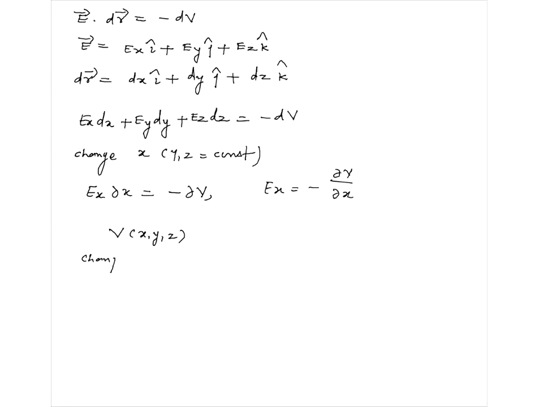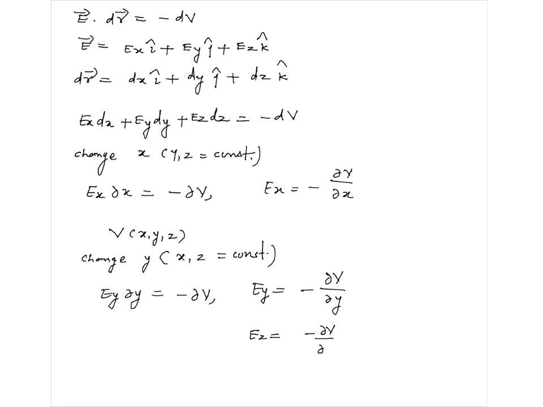And then change Y, keeping X and Z constant. And when you do that, dx is 0, no change in X is allowed, dz is 0. You will get Ey partial y, or dou y, equal to minus dou V. Finding Ey by this type of differentiation is extremely simple. And in the same way, you can find Ez. Ez would be minus dou V by dou z.